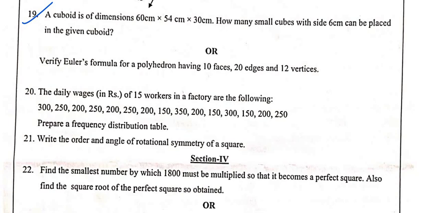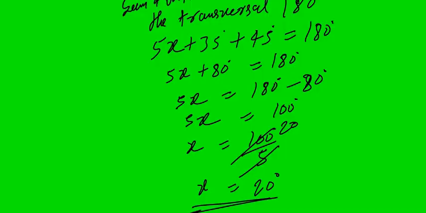So in mensuration, what is given? A cuboid of dimension 60 centimeter into 54 centimeter and 30 centimeter is given. And the question is, how many small cubes with side 6 centimeter can be placed in the given cuboid? So this question is related to volume. See which type of question is given.